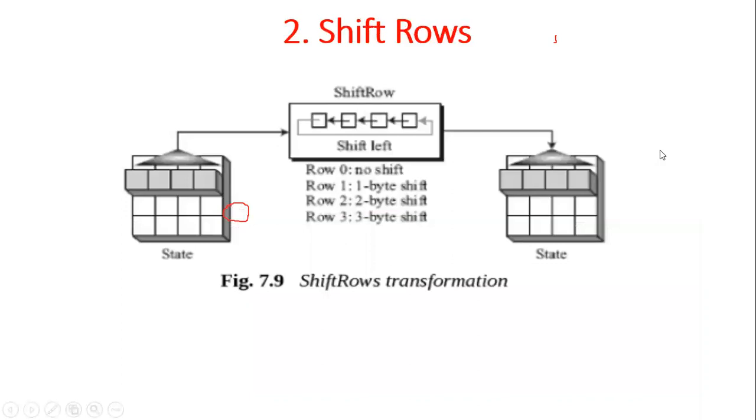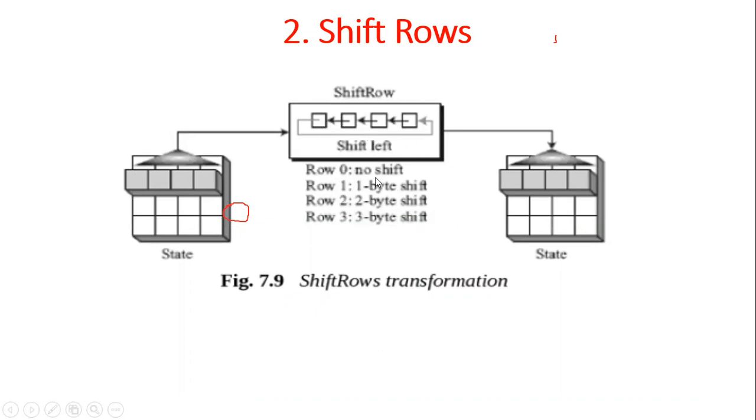The second operation is shift rows. Shift rows is a very simple operation. There are 4 rows in a state: row 0, row 1, row 2, row 3. In row 0, there will be no shift. In row 1, a 1 byte shift. In row 2, a 2 byte shift. And in row 3, a 3 byte shift. It is a circular shift.